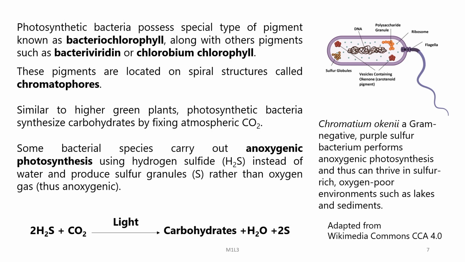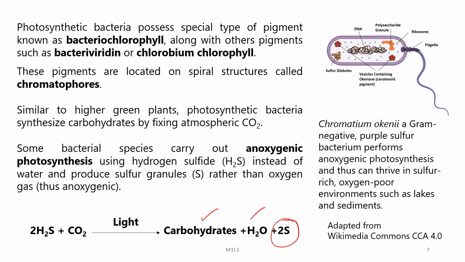Some bacterial species carry out anoxygenic photosynthesis using hydrogen sulfide instead of water, and produce sulfur granules rather than oxygen gas, and this is the reason we call them anoxygenic. You can see here the reaction, how hydrogen sulfide and carbon dioxide in the presence of light produce carbohydrates and release water and sulfur granules.